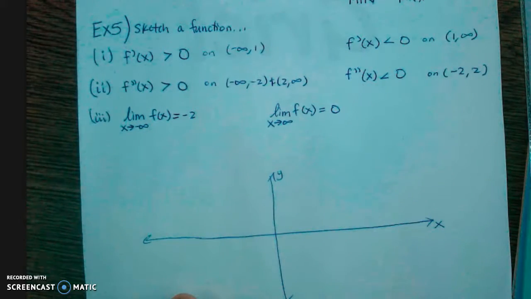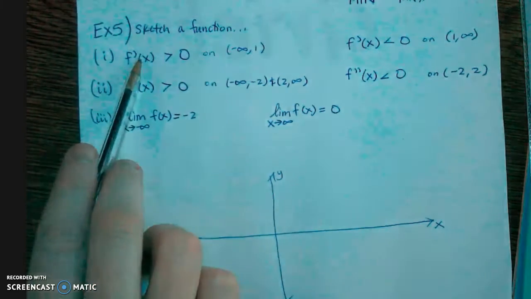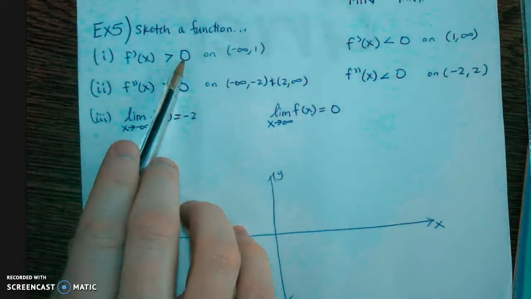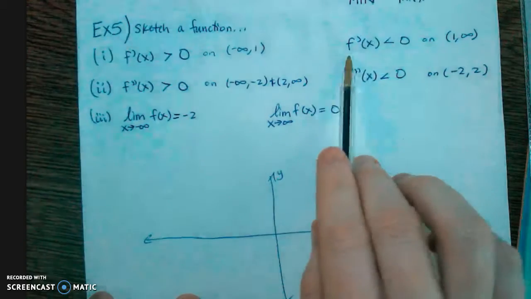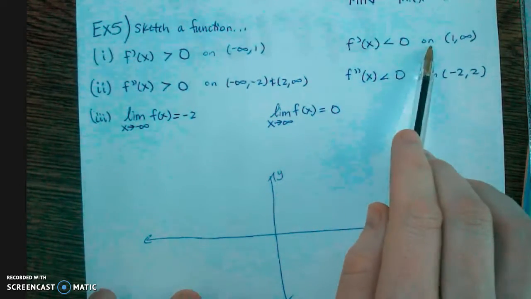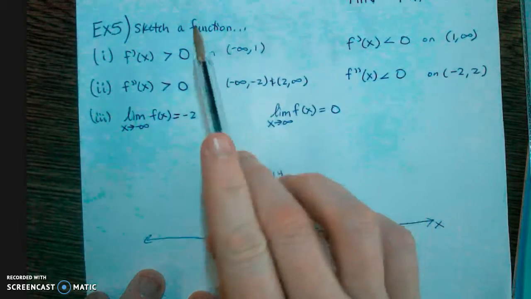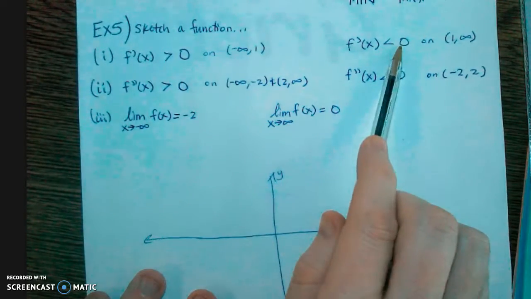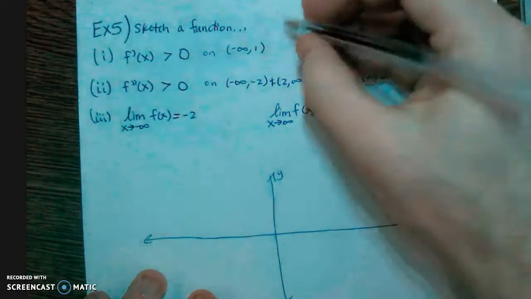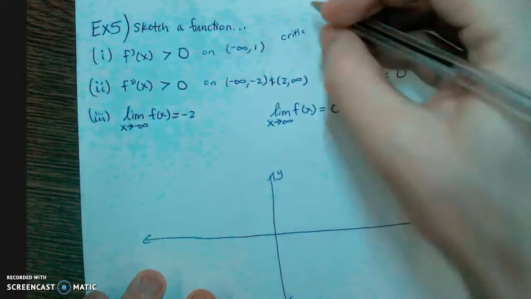In this example, they want us to graph a function with the following information. They want the first derivative to be greater than 0 on the interval negative infinity to 1, and then they want the first derivative to be negative on the interval 1 to infinity. So if the derivative is changing from positive to negative, then that makes a critical number at 0. Or not at 0, at 1.